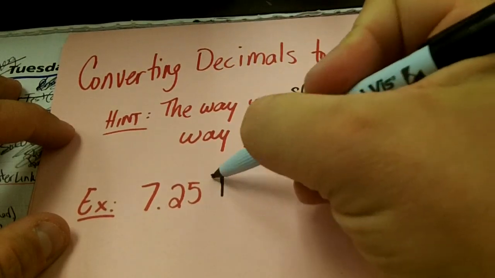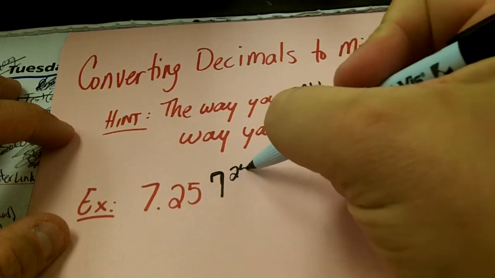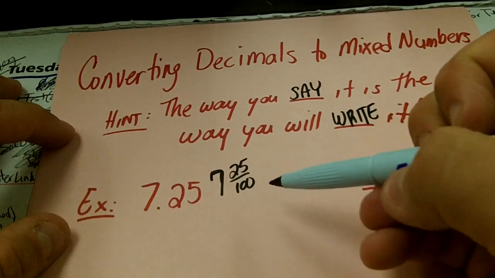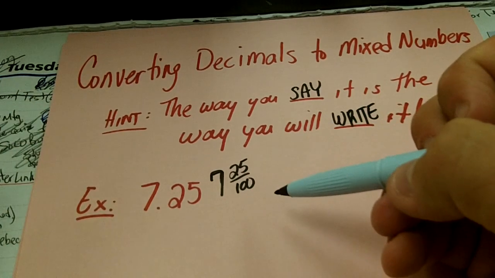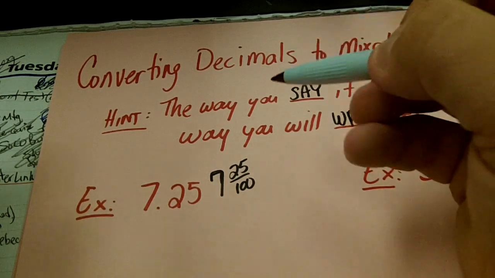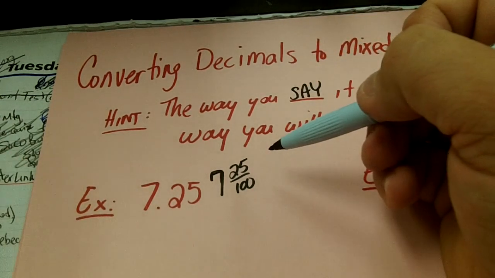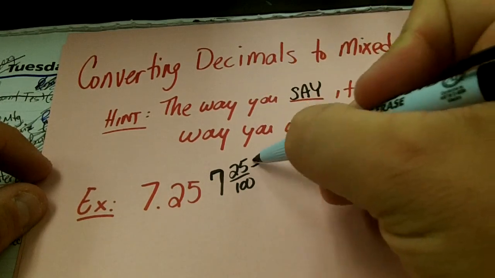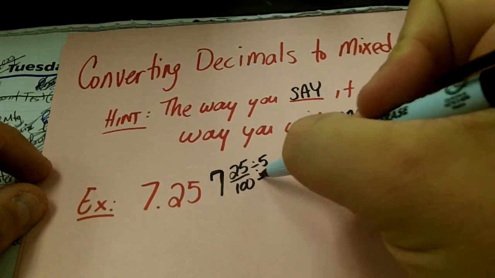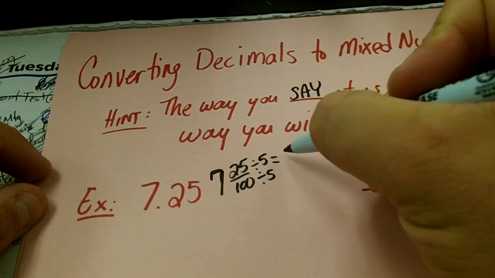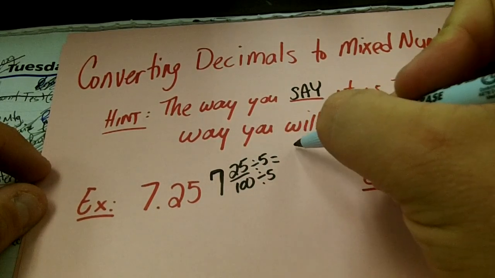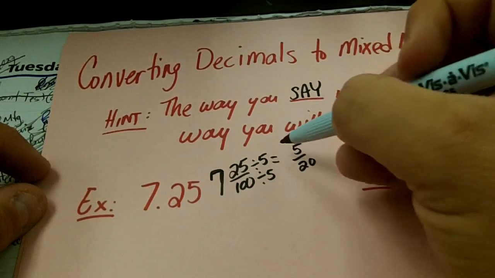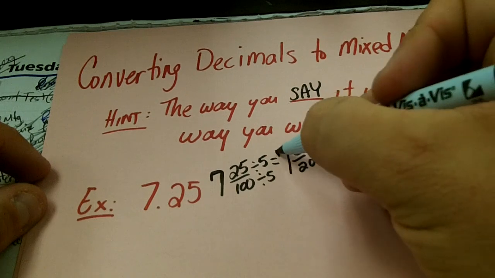7 and 25 hundredths. If I write it as 7 and 25 hundredths, I can write that in simplest form. I have to do a little bit of simplification there. I can divide both values by 5 because they both fit the 5 rule. They both end in either 5 or 0. So when I divide both of them by 5, I come up with an answer of 25 divided by 5 is 5, and 100 divided by 5 is 20, and I'm left with an answer of 7 and 5/20ths.